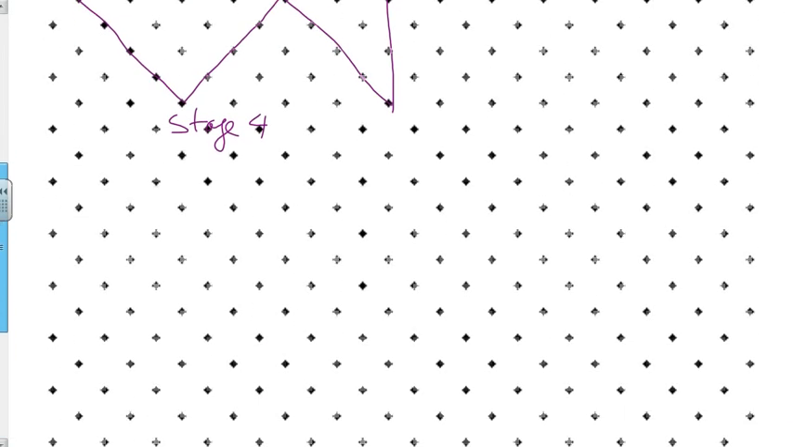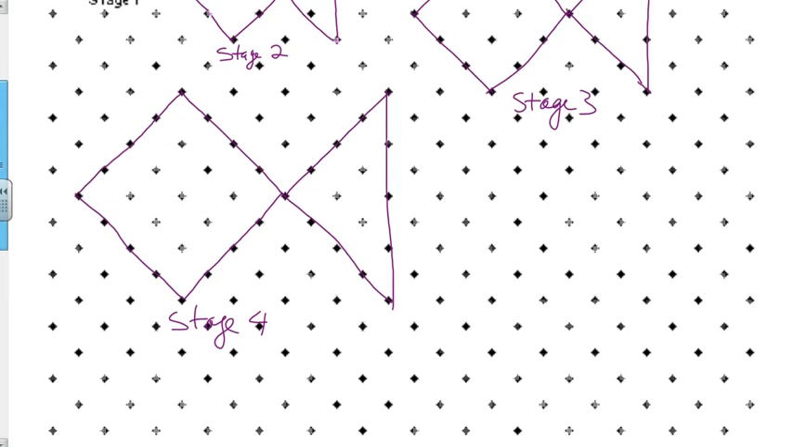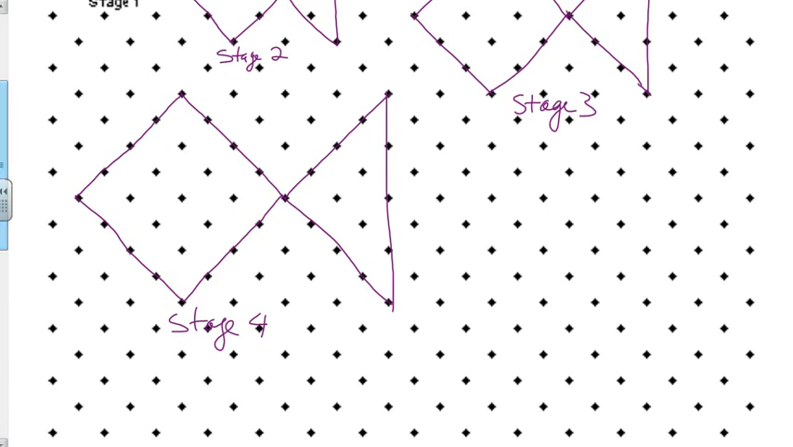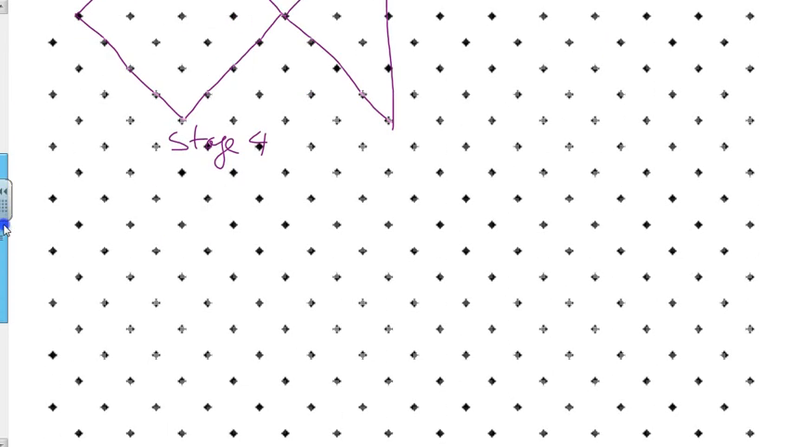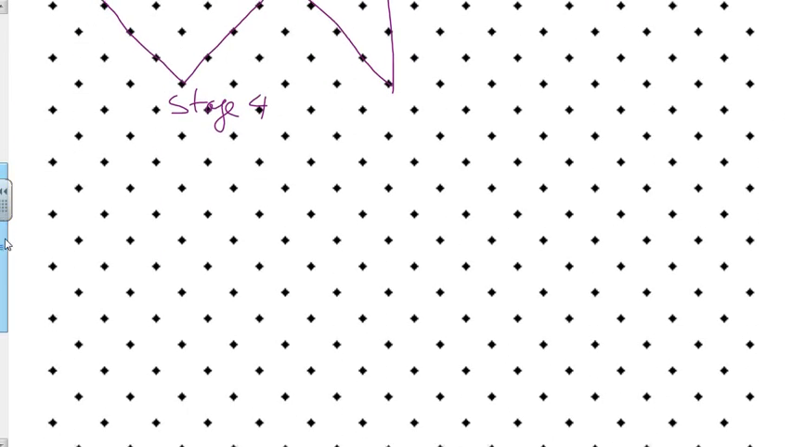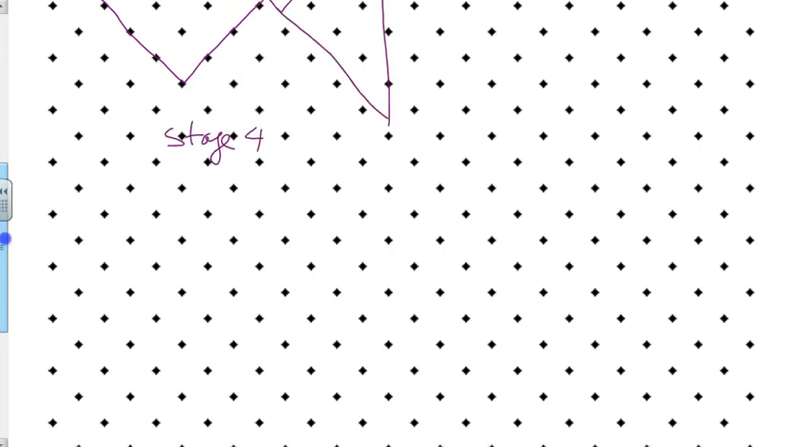Stage 5 and 6. Well, let's see. Probably, can I fit 5? 5 probably won't fit in here. So I might want to come down here. I'm going to move this up there. Whoops. It's attached.